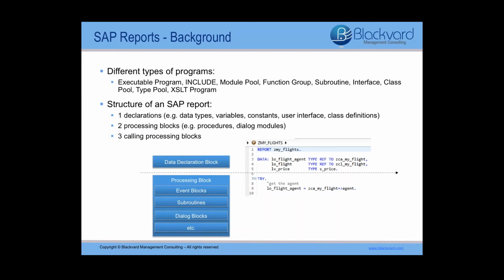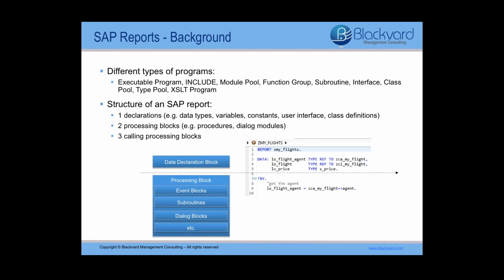The structure of an SAP report is quite simple. You have basically 3 major blocks, or 2 major blocks in this case. You have the declaration block, you have the processing block, and contained in this processing block you have the calling processing blocks. So let's have a look at the sample on the right side. There is just a small program. It's called Set My Flights.